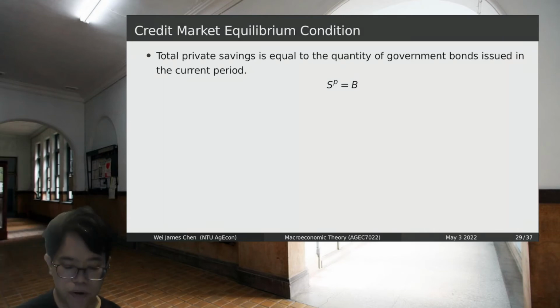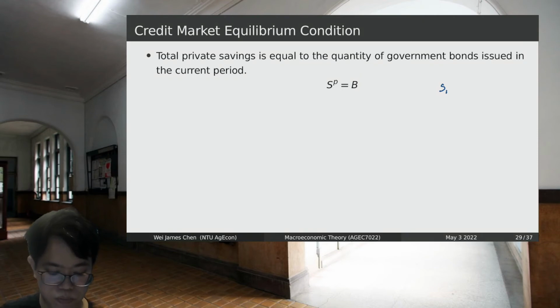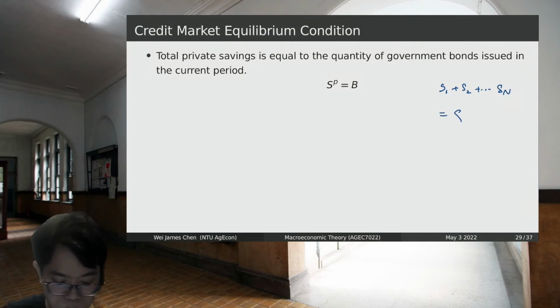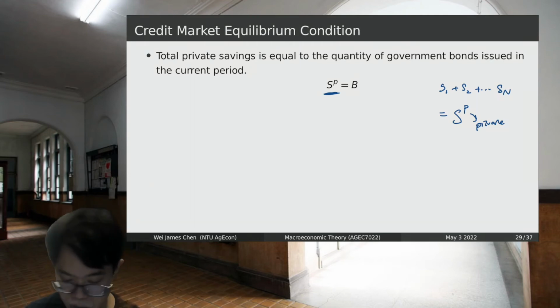Every consumer has a saving, lowercase s, right? This is maybe saving for consumer 1, saving for consumer 2, all the way to saving for consumer N. We total these and call it capital S^P. P stands for private. That's the total private saving.